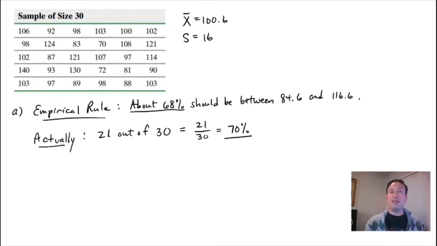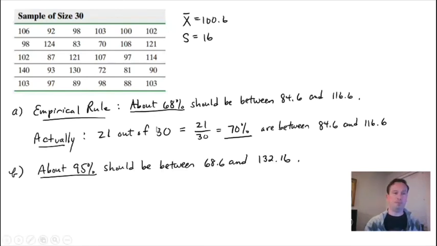Now, what's convenient about the empirical rule? Suppose your data set had 3,000 numbers. It's not going to be easy to count your data set with 3,000 numbers. Unless you know how to use computer technology and coding software, then sure, you could do it that way. All right? But when you have a very large data set, the empirical rule is going to sum it up nicely for you without having to count the data set yourself. Okay? So 70% are actually between 84.6 and 116.6 compared to 68% in the empirical rule.